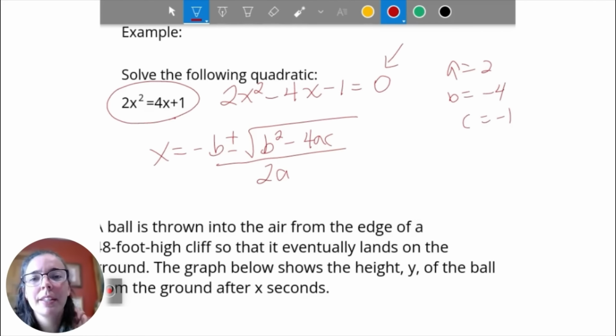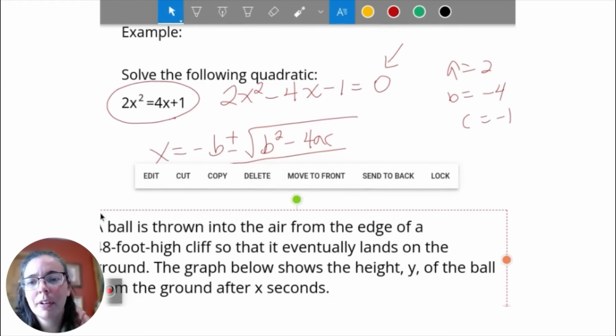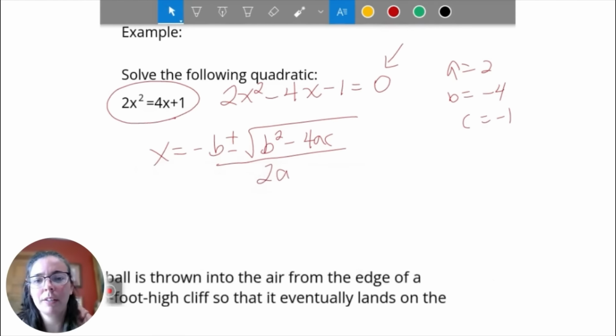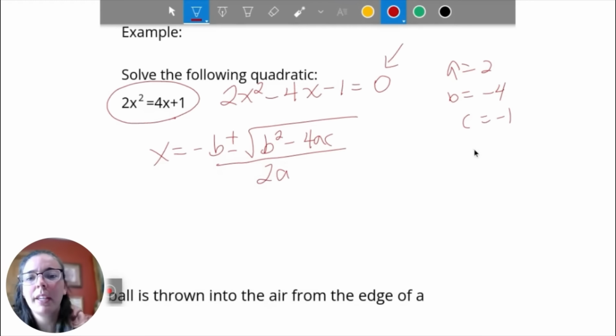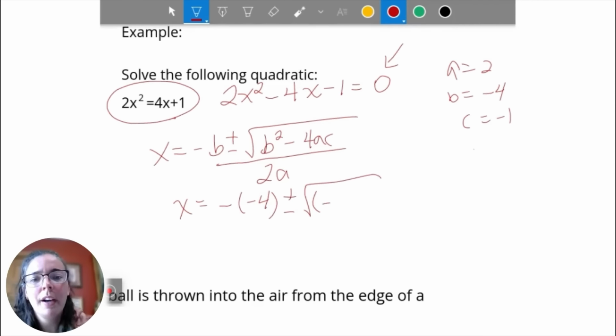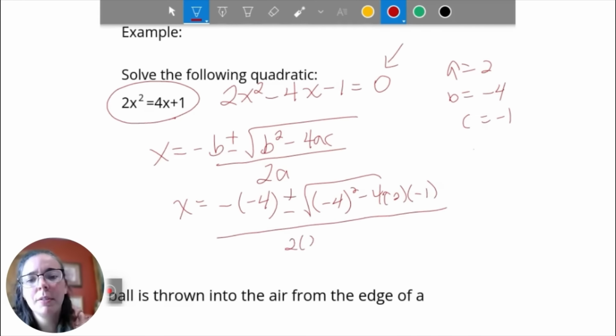Now when I go and plug this in, I actually need a little more space. So let me give me a little more room here to do this. Okay. So let's go ahead and plug in. So we have x equals -b, and b is -4, so we have -(-4) plus or minus the square root of b squared minus 4, the a is 2, the c is -1, all over 2 times 2. And now it's just a matter of simplifying.